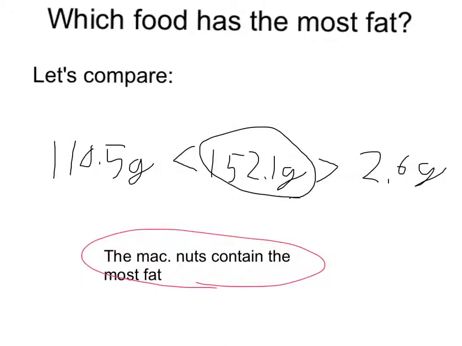Now comes the real problem. Which food has the most fat? That is the first question. Let's compare 110.5 grams in the pizza, 152.1 grams in the nuts, and 2.6 grams of fat in the popcorn. Since 152.1 is the biggest, the macadamia nuts contain the most fat.